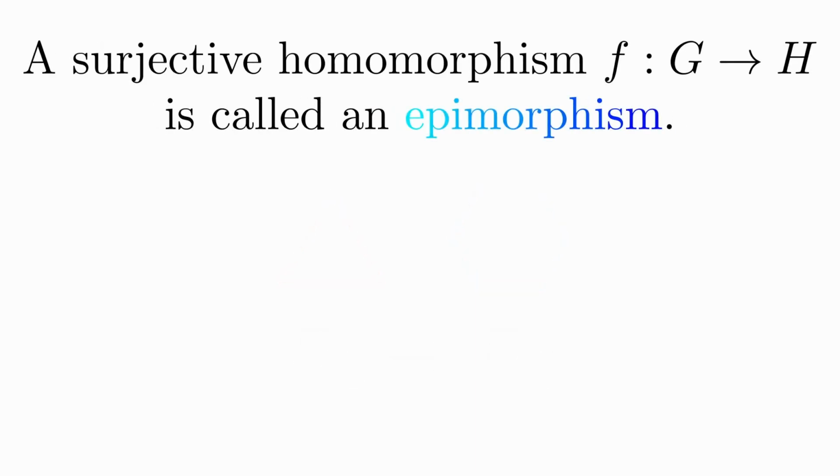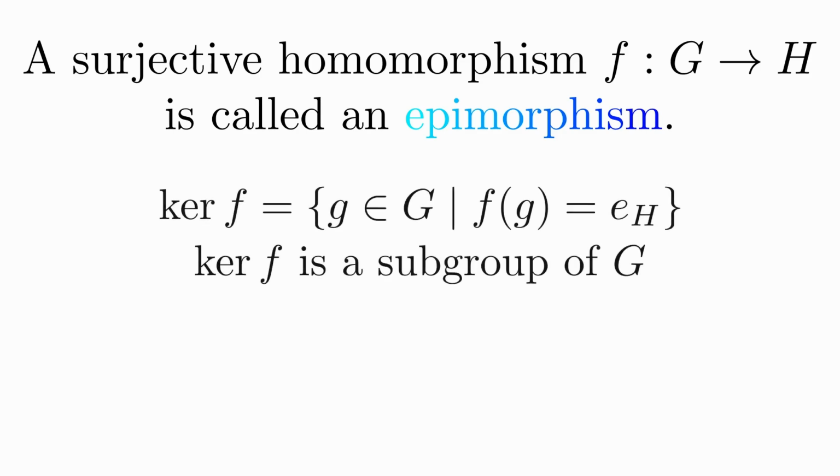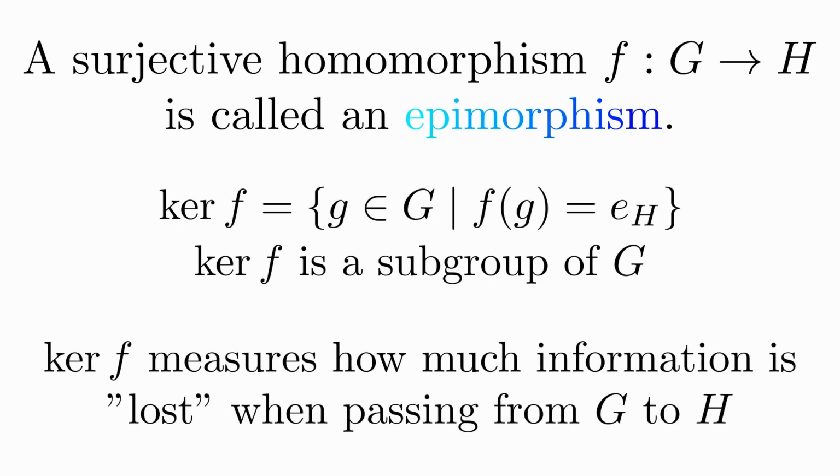A surjective homomorphism is called an epimorphism. Surjective means that every element in the codomain has at least one preimage in the domain. In this case, we can study the kernel, which is the set of elements in the domain that map to the identity element of the codomain. The kernel forms a subgroup and measures how much information is lost when mapping from G to H.